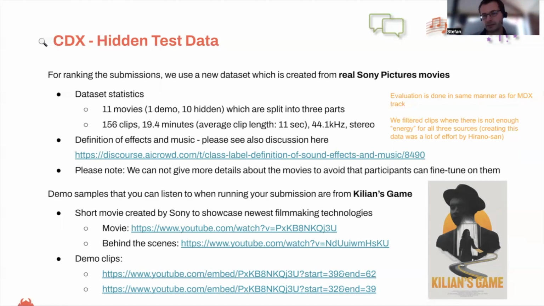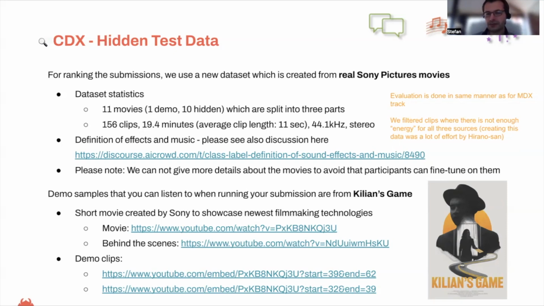The first split is used for the first phase. Split 1 and 2 is used for the second phase. And then for the final leaderboard, we will use all movies. The evaluation, as you can see here on the right in this small font, is done in the same way as for the MDX track.